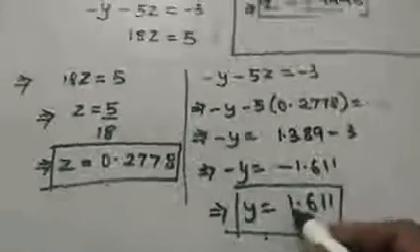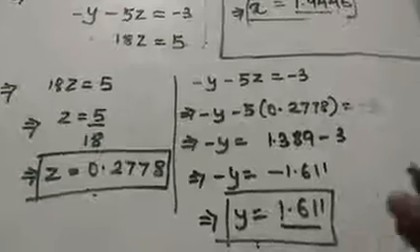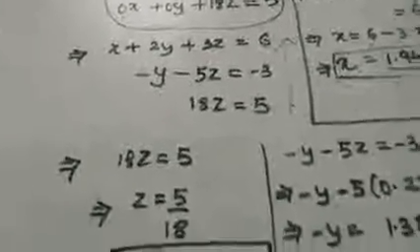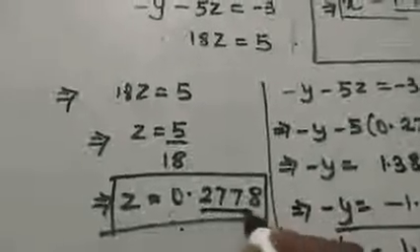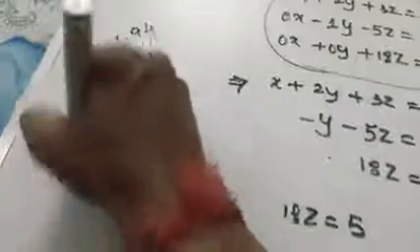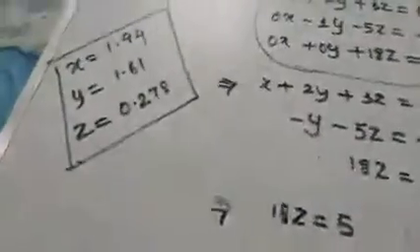For y, 3 significant figures means up to this only, 1.61. And z, 3 significant figures, the 0 will not be counted. Here this is a 3 significant figure, the next digit is 8, so 1 increases, 0.278. So this is your required answer.